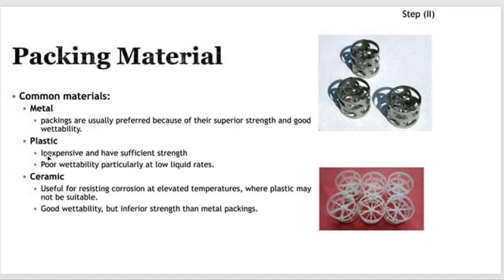Okay, plastic, inexpensive. If your capital cost budget is low, you can go with the plastic choice. Poor wetting, particularly at low liquid rate. Maybe ceramic. Ceramic is useful for resisting corrosion at elevated temperature. Good wettability but inferior strength to metal packing. So there are choices, and you have to decide. What is the type of the liquid? What is the type of the vapor? And after that, you have to choose the type of the packing material.